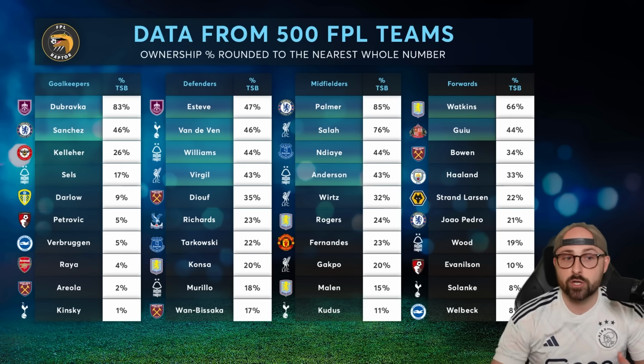Tarkowski, great for DEFCON, good opening fixtures. Konsa will tick along nicely. Murillo and Milenkovic were both in and around that sort of 15 to 20%. Milenkovic didn't quite make it on the list. So yeah, there is a very clear template.